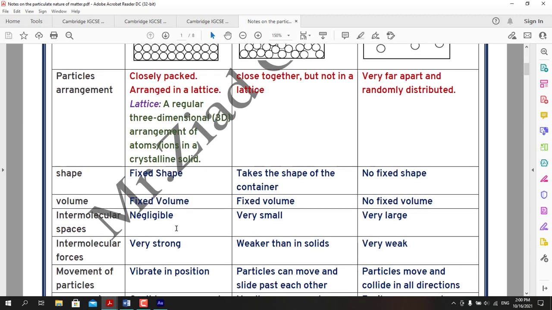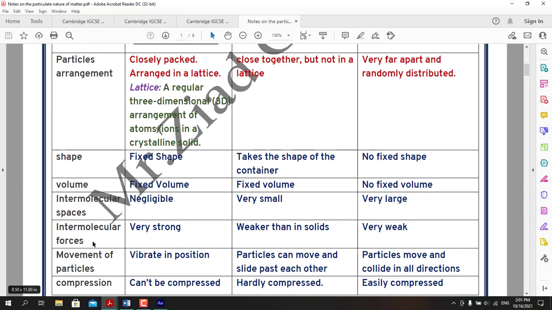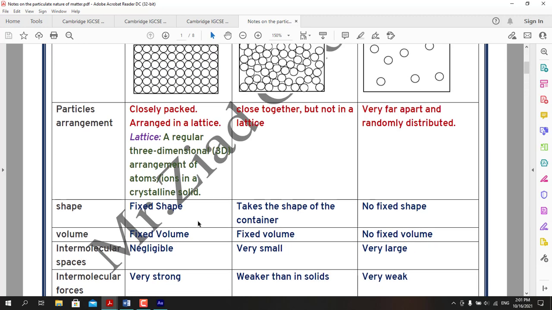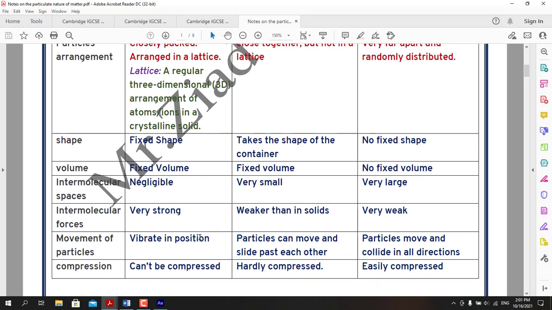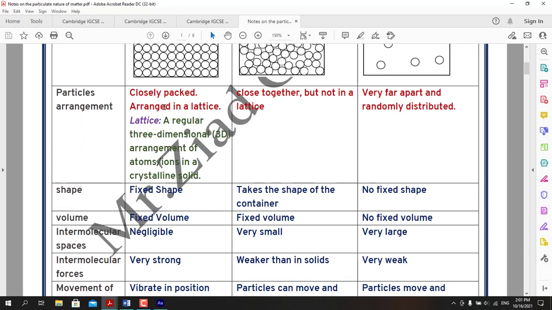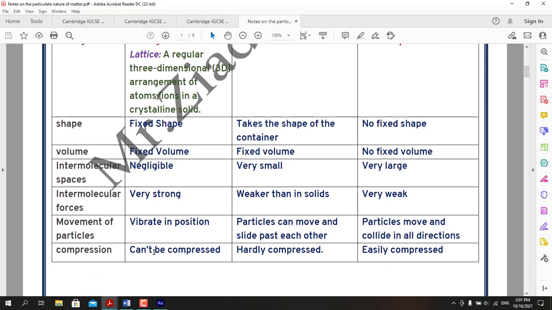We talked about the intermolecular forces. They are very strong. Even though these particles are firmly attached, they still move, but their motion is very limited. These particles vibrate in position. Because of all these characteristics, particles in solids are very, very hard to compress. Now, we sometimes say that they can't be compressed.